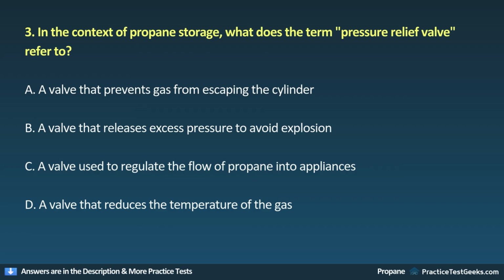3. In the context of propane storage, what does the term pressure relief valve refer to? A. A valve that prevents gas from escaping the cylinder. B. A valve that releases excess pressure to avoid explosion. C. A valve used to regulate the flow of propane into appliances. D. A valve that reduces the temperature of the gas.